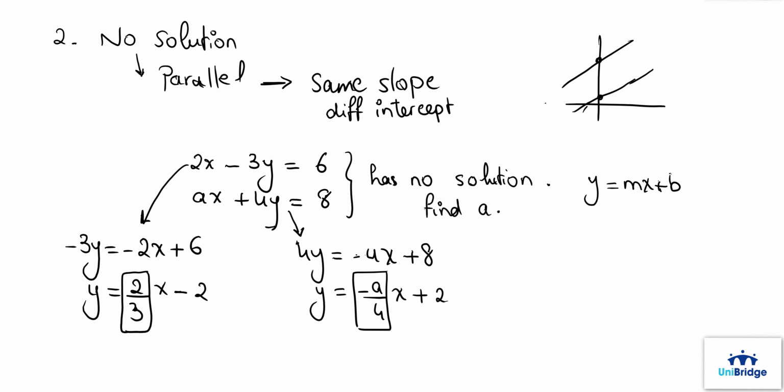Since they have no solution, I know that they have the same slope, so I can say that 2 over 3 is equal to negative a over 4. You cross multiply to get negative 3a is equal to 8, and you finally get that a is negative 8 over 3. This is the value of a that would make both equations have the same slope, thus having no solution.